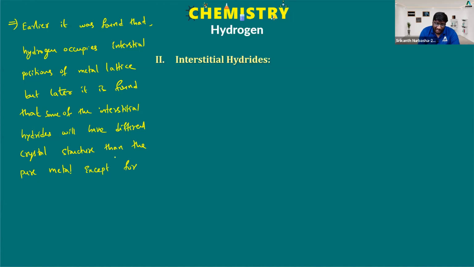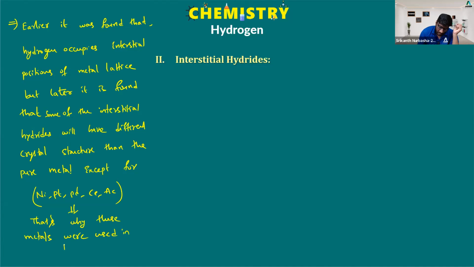The exceptions are a few elements like nickel, palladium, platinum, cerium, as well as actinium. That is why these metals are used in hydrogenation, because in the interstitial sites of these metals hydrogen is present.